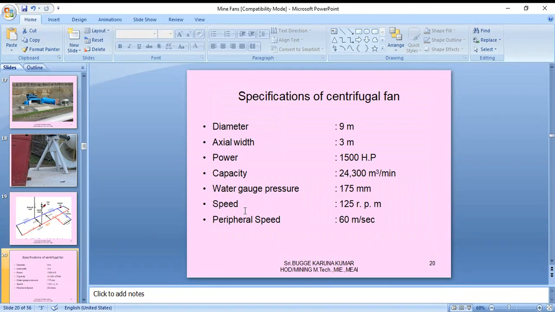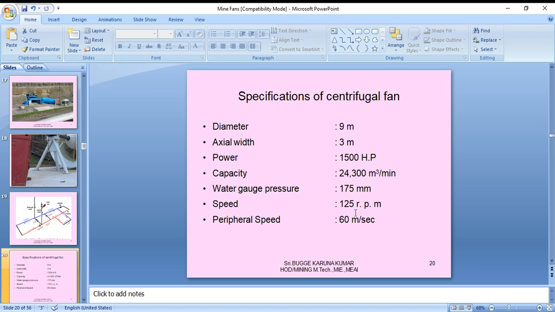Some specifications you see here for the centrifugal fan. Diameter 9 meters for this particular model. Axial width 3 meters. Power 1500 HP. Capacity 24,300 meter cube per minute. Water gauge pressure 175 mm. Speed 125 RPM. Peripheral speed 60 meters per second.